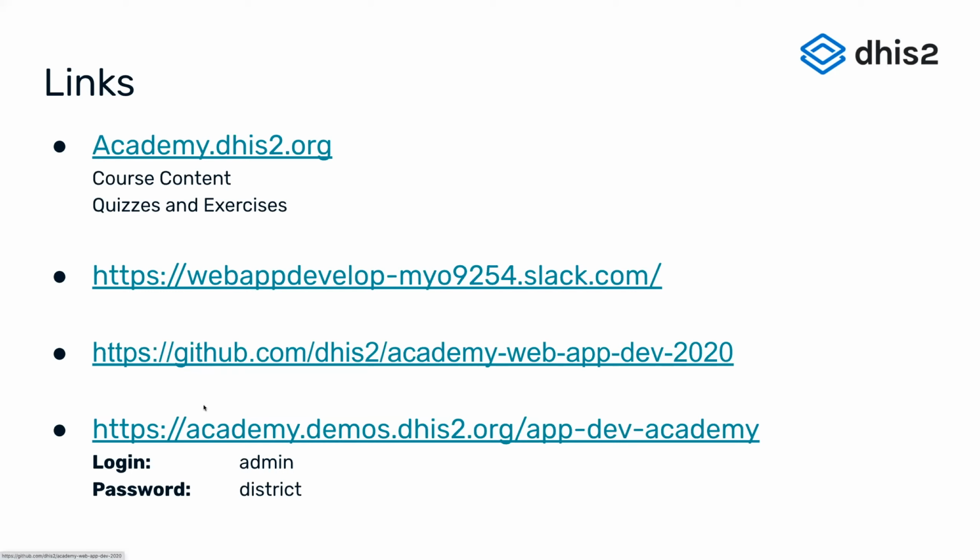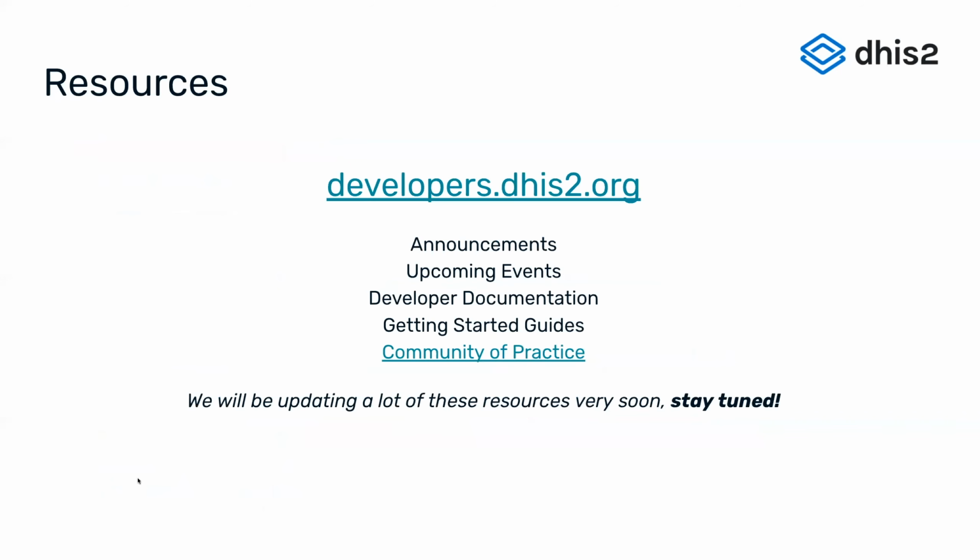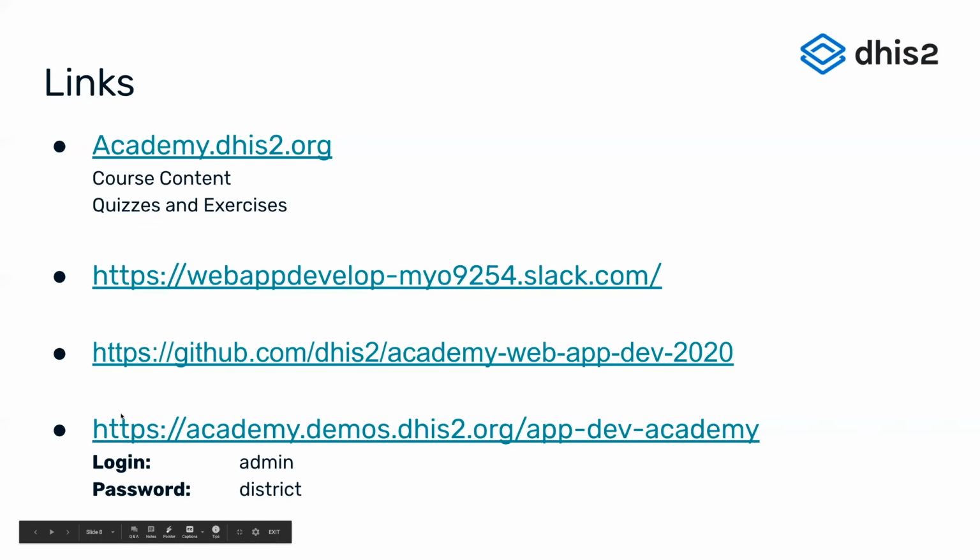And finally, we have a dedicated DHIS2 instance for this workshop. It's the same URL as the previous workshop. That is academy.demos.dhis2.org/app-dev-academy. And when you go to that URL, you can log in with the username admin and the password district, just like the Play servers on DHIS2.